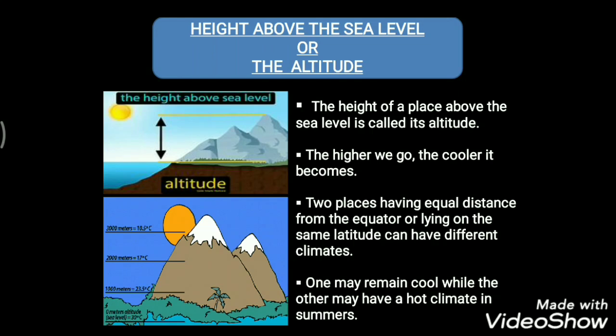So two places having equal distance from the equator or lying on the same latitude can have different climates. That is, one may remain cool while the other may have a hot climate in summers. This difference is because of the different altitudes. For example, we can see Ludhiana and Shimla. Shimla is relatively colder than Ludhiana because of the altitude. Shimla is a bit higher than Ludhiana.